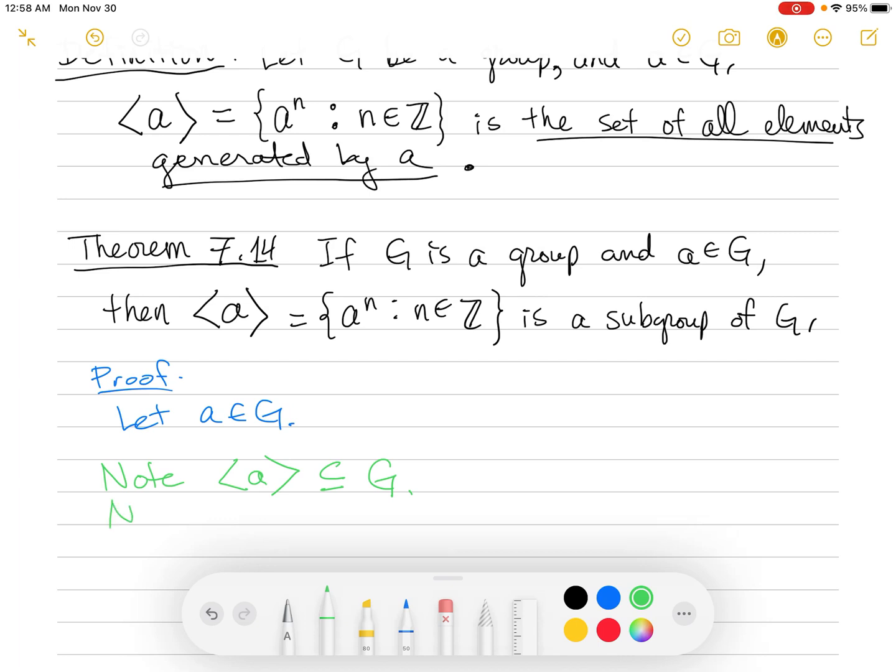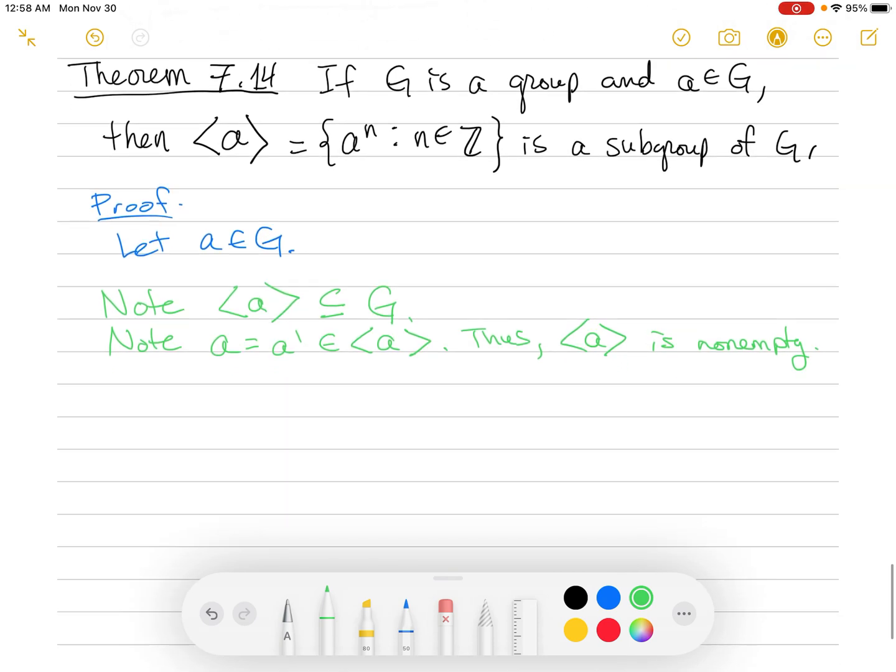We also got to show it's non-empty. How do you show it's non-empty? Well, note that A equals A to the 1 power. A to the 1 power is simply a power of A, so that's in angular brackets A, right? So thus, angular brackets A is not empty. Okay. So we want to end up showing closure and inverses exist.